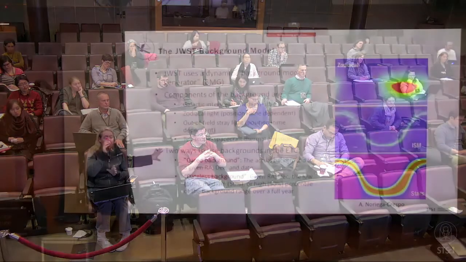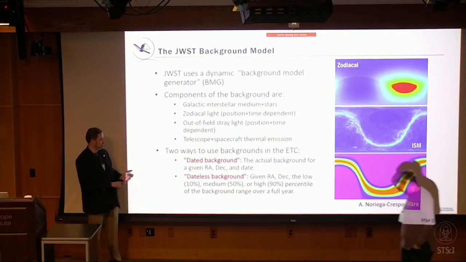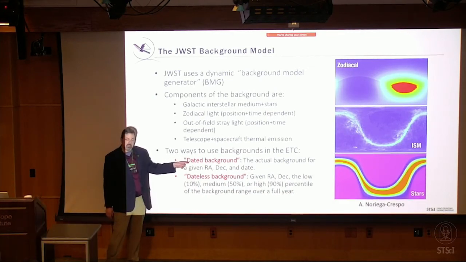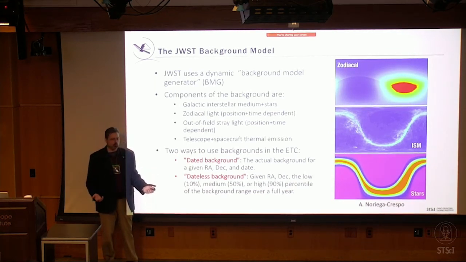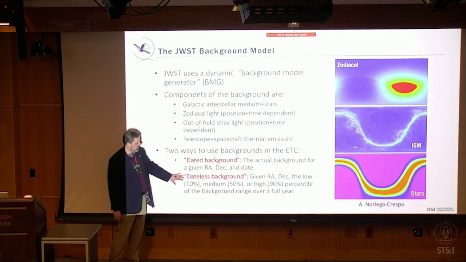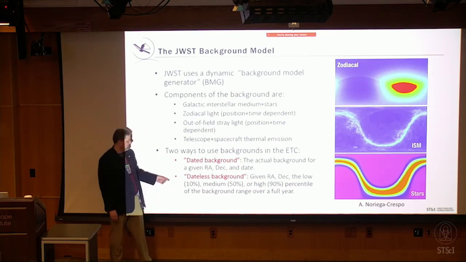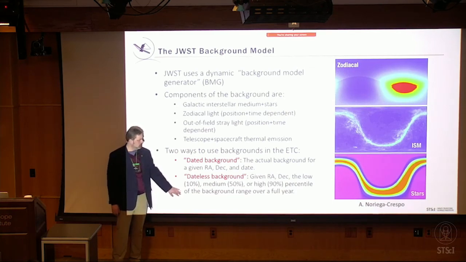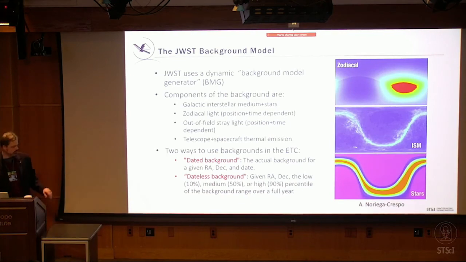And so there are 2 ways to use the background in the ETC here for this, especially because it's zodiacal light, which is time dependent. You can use a dated background. So if you have a pointing and a date, you can calculate what the background will be at that date. But we realize in many cases, of course, you don't know what date you're going to be observed. So you can also calculate a dateless background, and you can choose low, medium, or high, which is the 10th, the 50th, or the 90th percentile of the background range over a full year on that pointing.